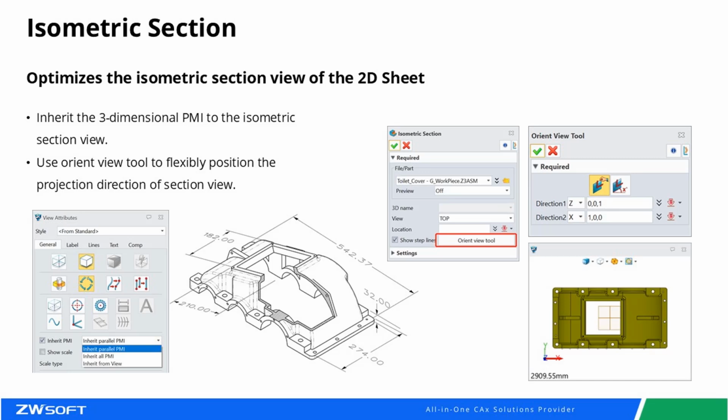Moreover, ZW3D 2025 SP optimizes the isometric section view of the engineering drawing. In the latest version, the Inherit PMI function is added. This option includes Inherit Parallel PMI, Inherit All PMI, and Inherit from View. Besides, the new Isometric Section function also adds the Orient View tool, supporting flexible positioning of the sectional view projection direction.